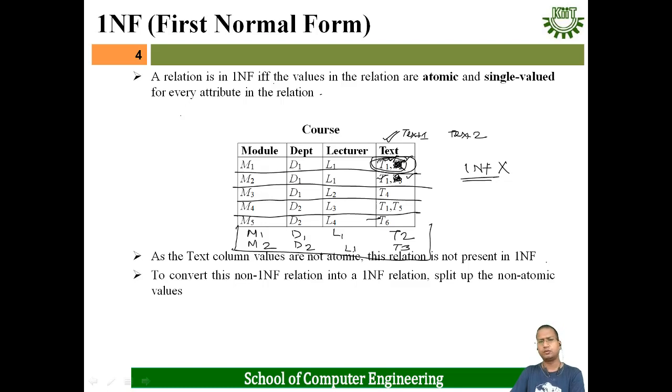Then another way is there. We will add columns, text 1 and text 2, 2 columns. For this one column, we will take 2 columns. That is also another way.